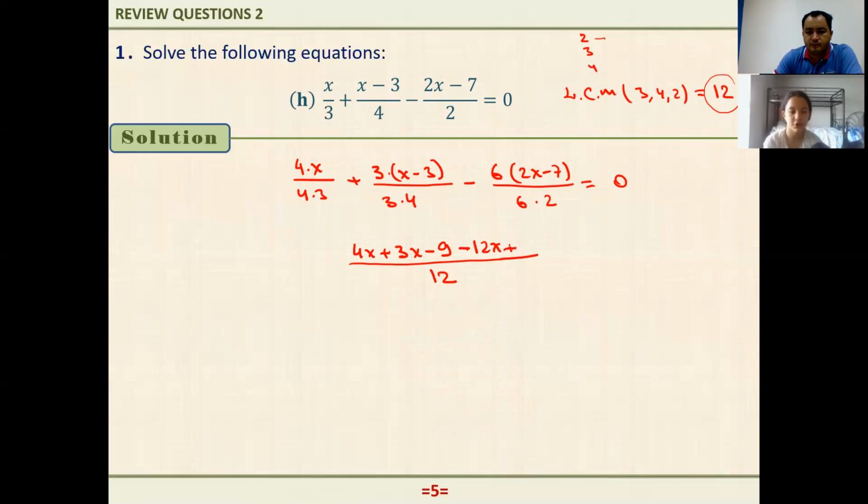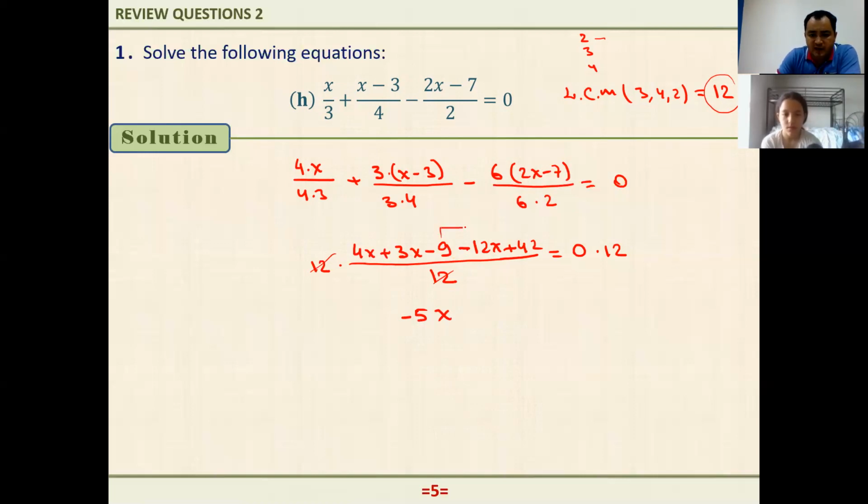42 positive, 42 minus 42 equals 0, right? All right, now let me multiply both sides by 12. 12 over 12 is gone, right? And 4x plus 3x? 7x. 7x minus 12x? Negative 5x. All right, we have collected like terms.